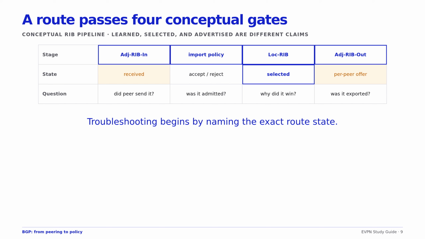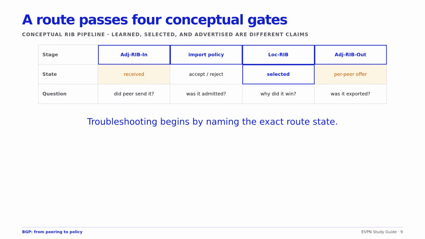RFC 4271 gives us a durable conceptual pipeline. Adj-RIB-In contains routes received from a peer before the local decision. Import policy may reject them or assign local preference and other internal treatment. The decision process chooses eligible paths for the Loc-RIB. Export policy then determines the Adj-RIB-Out for each peer. An implementation need not store three literal tables with those names, but the states remain distinct.